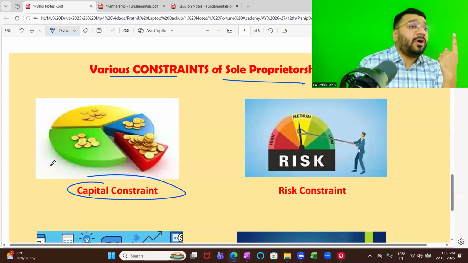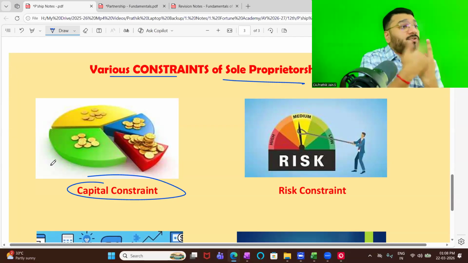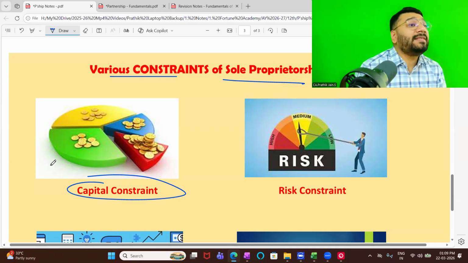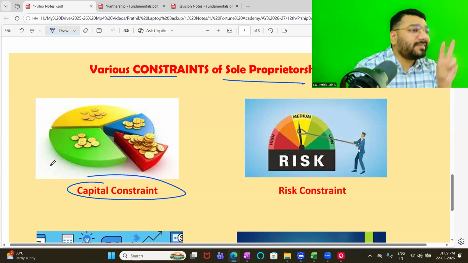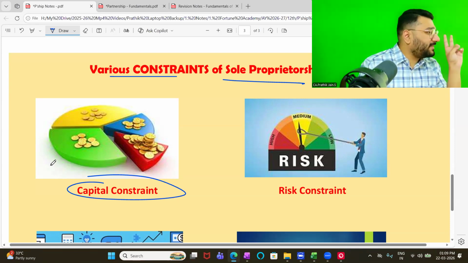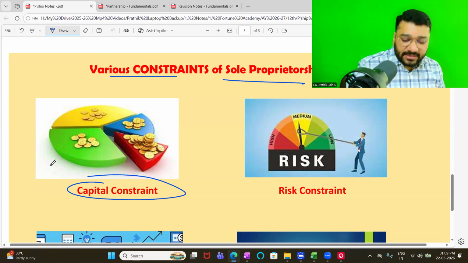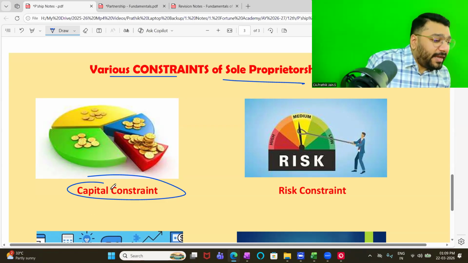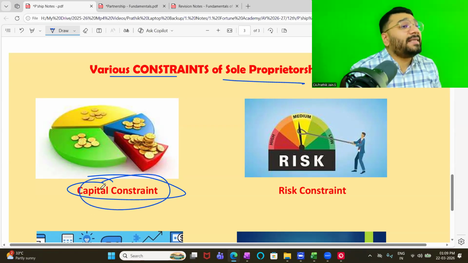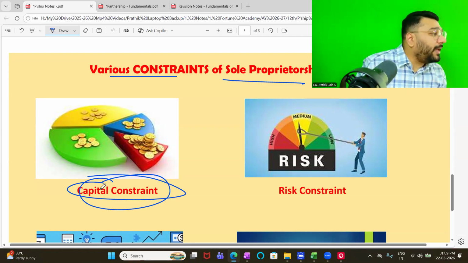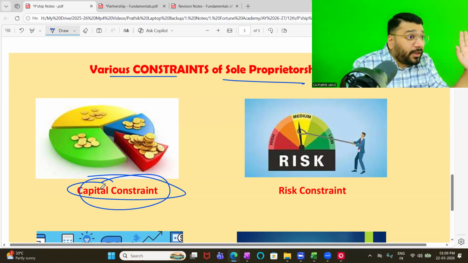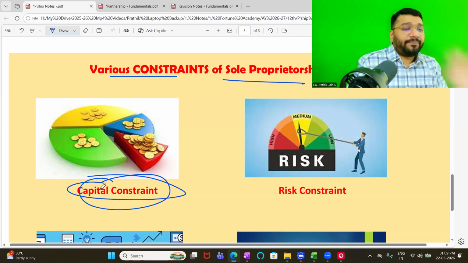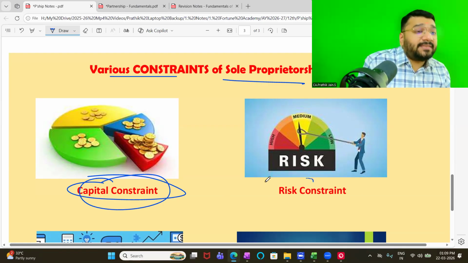So the government of India thought, what can we do to solve this constraint? They came out with a model called partnership business, where you can have more than one owner. Minimum how much? Two. Minimum two owners. That is called partnership business. So to overcome the capital constraint, we created a new concept called partnership business. Okay, not okay? Okay. Next constraint is risk constraint.